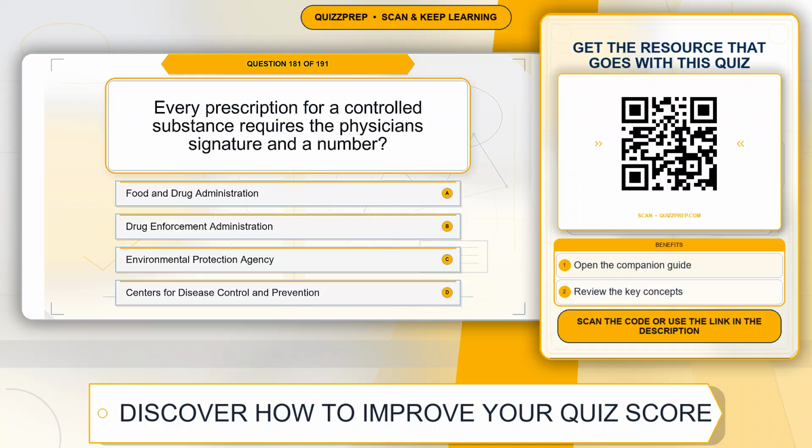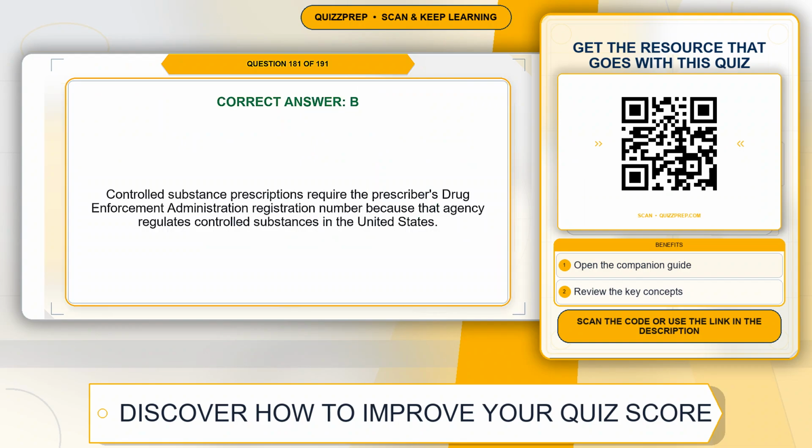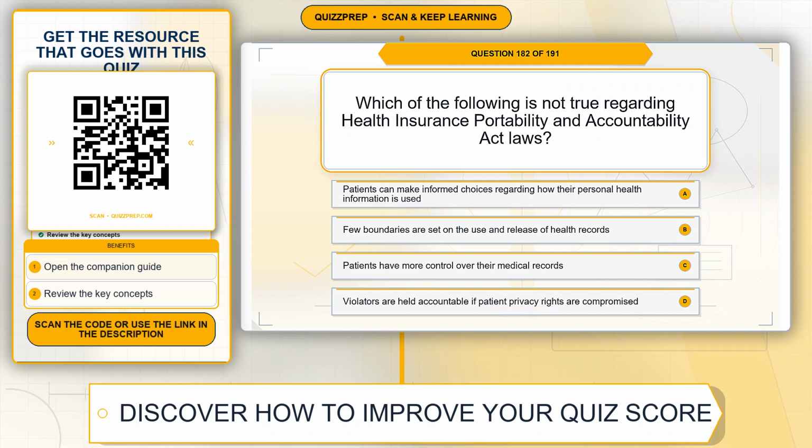Question 181. Every prescription for a controlled substance requires the physician's signature and a number from the: Option A, Food and Drug Administration. Option B, Drug Enforcement Administration. Option C, Environmental Protection Agency. Option D, Centers for Disease Control and Prevention. The correct answer is option B, Drug Enforcement Administration. Explanation. Controlled substance prescriptions require the prescriber's Drug Enforcement Administration registration number because that agency regulates controlled substances in the United States.